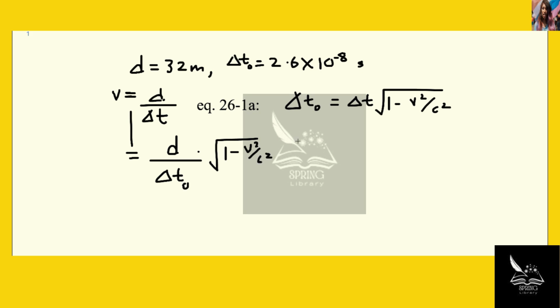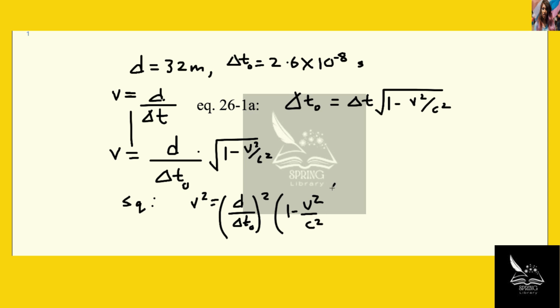We have to make v the subject, because v is what we're after. The way to do this is obviously squaring both sides. You square, and you get v squared equals d over delta t naught squared times 1 minus v squared over c squared. You have to do some rearranging here, and this is the algebra I was talking about, but it's not too bad. You bring the d over delta t naught factor to the other side, so v squared times delta t naught over d squared equals 1 minus v squared over c squared.